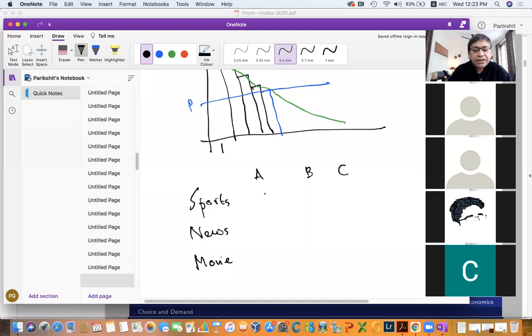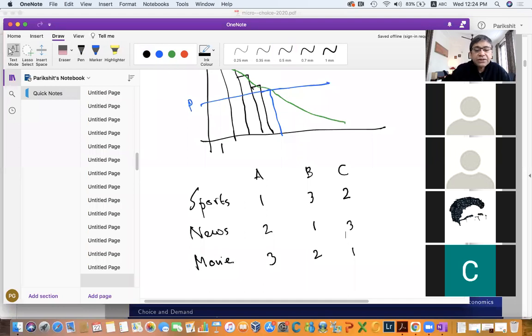And how do they rank these things? A ranks sports as number 1, news as number 2, movie as number 3. B ranks news as 1, movie as 2, and sports is the third. And C puts movie on top, followed by sports, followed by news. Now, the very fact that I can write these rankings means that they have transitive preferences. Each individual has transitive preferences.